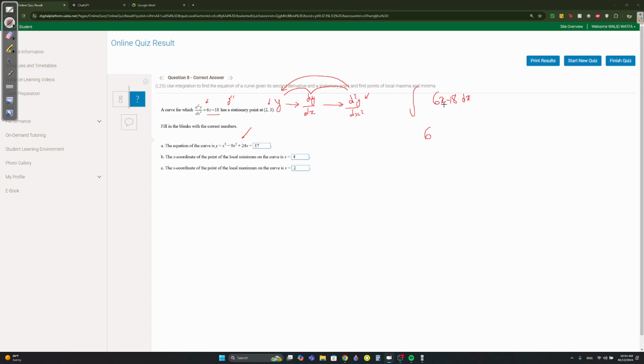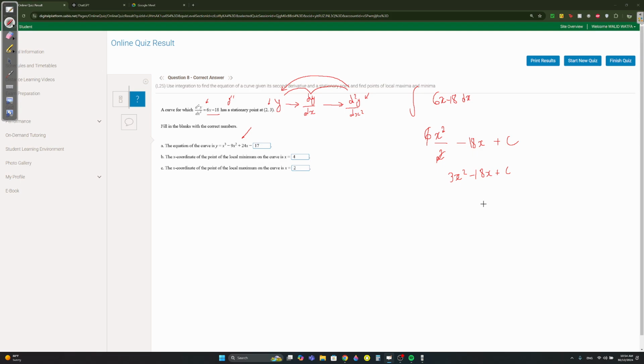6, take it to the side. Add exponent to x, it's going to become squared, and divide by your exponent, divide by 2. Minus 18, you just add an x to it, and you put plus c. This becomes 3x squared minus 18x plus c.